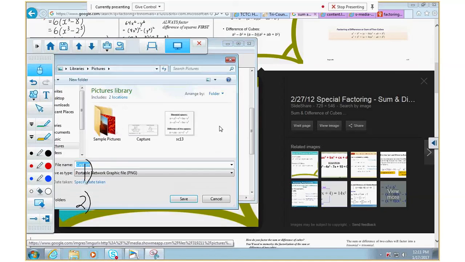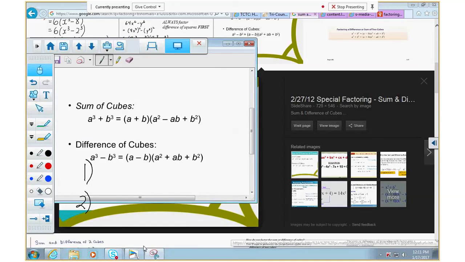Save. Sum and difference of cubes. Okay, there's your sum and difference of cubes. That's shortcut 4 and shortcut 5.